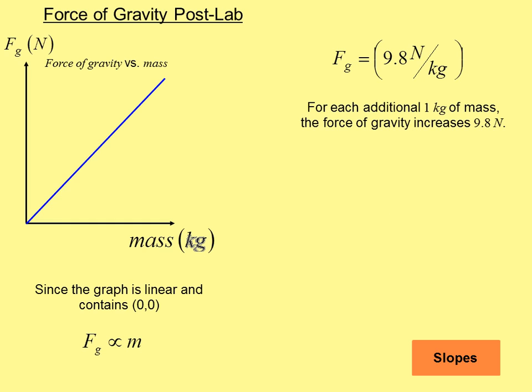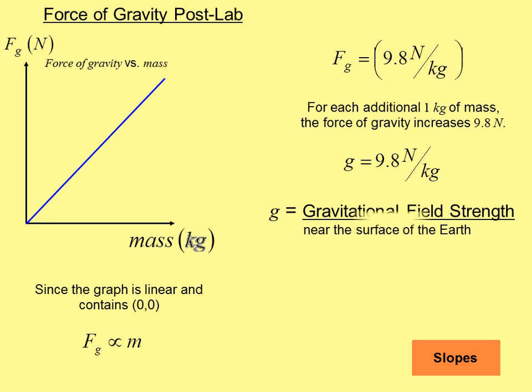That 9.8 might be a number you think you might have heard of before, and it is. It's actually a very special number. In fact, it's so special that it's given its very own symbol in physics. 9.8 is given the symbol little g, lowercase g, if you will. 9.8 newtons per kilogram. And in fact, it's given its very own name as well. Little g is what is known as the gravitational field strength. How's that for a mouthful? Near the surface of the Earth. Now, what the heck does that mean?